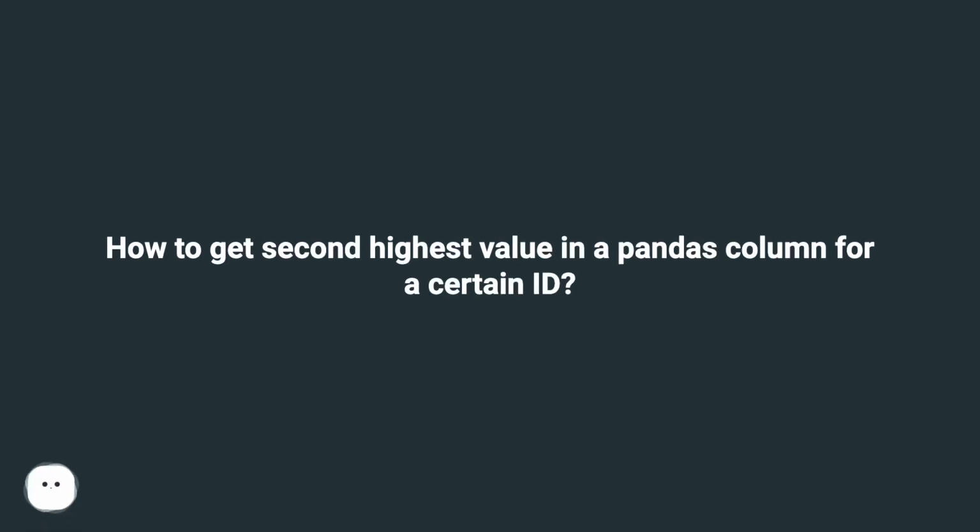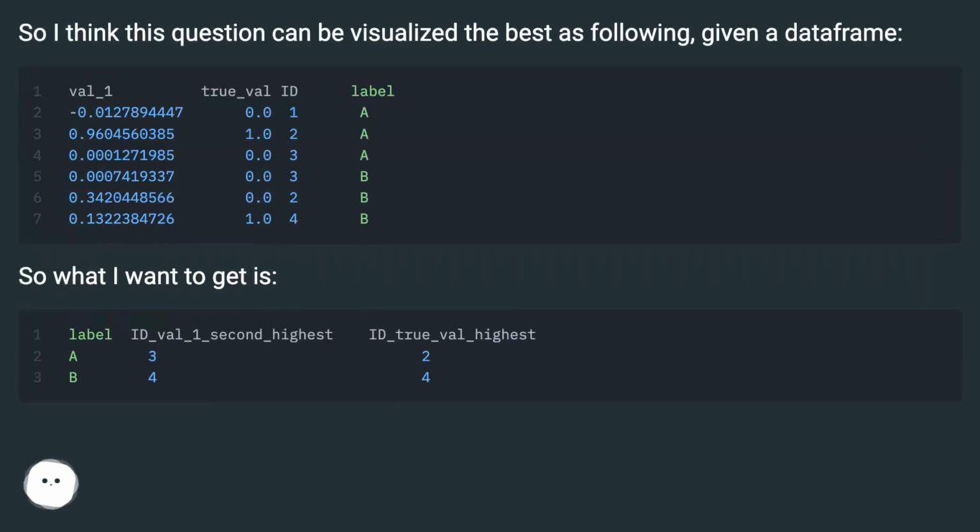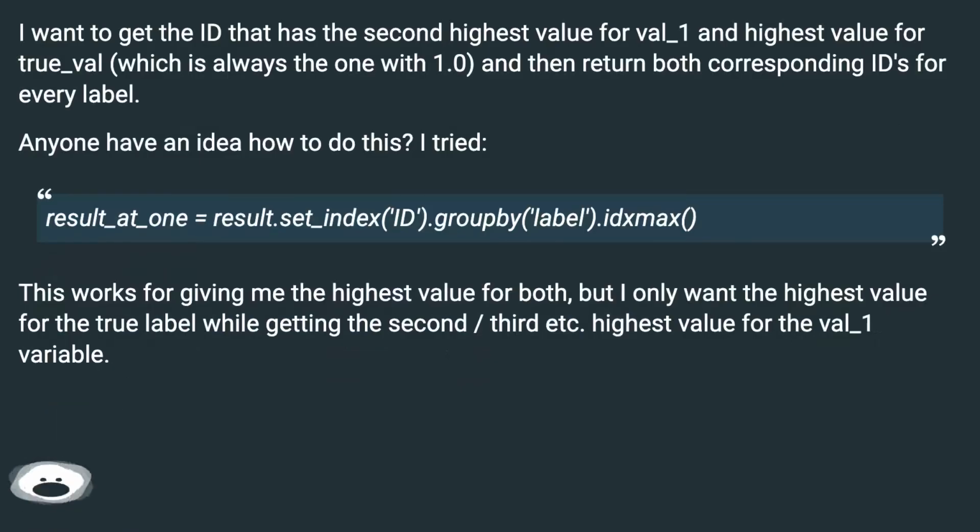How to get the second highest value in a Pandas column for a certain ID. I think this question can be visualized best as follows, given a data frame. What I want is to get the ID that has the second highest value for val_1 and the highest value for true_val, which is always the one with 1.0, and then return both corresponding IDs for every label. Anyone have an idea how to do this?